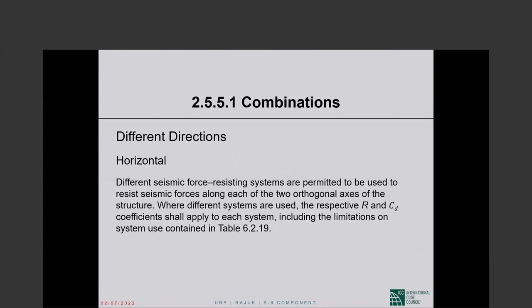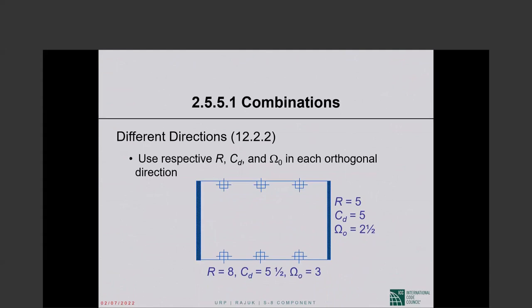Different systems in different horizontal directions. So something like this. Okay, this picture is good. So you have frames in one direction, shear walls in the other direction. Let us say these are special moment frames, and these are shear walls featuring special shear walls. Bearing wall system featuring special shear walls.